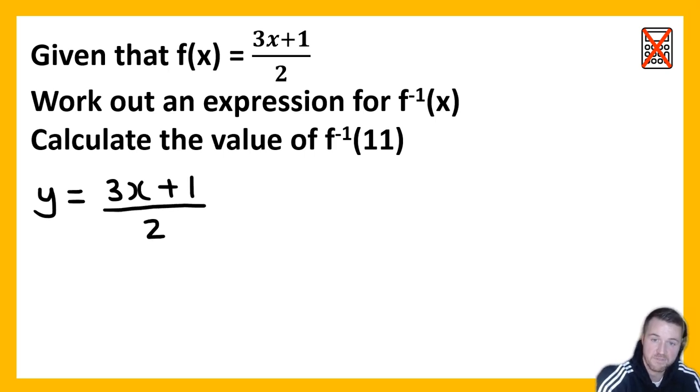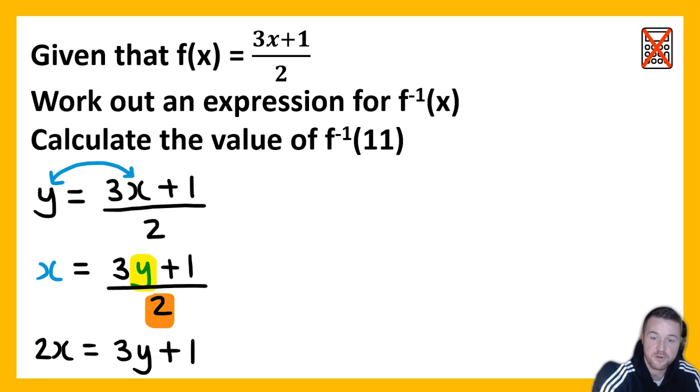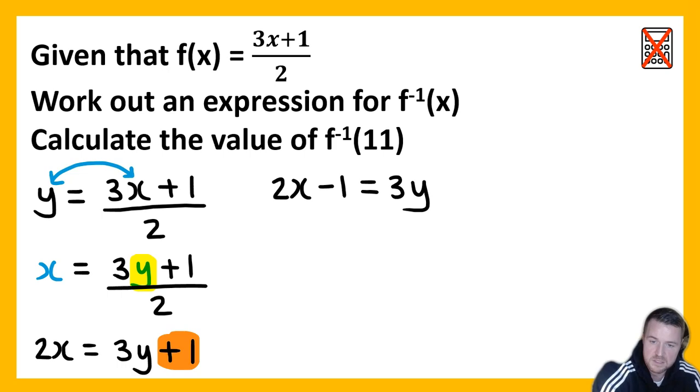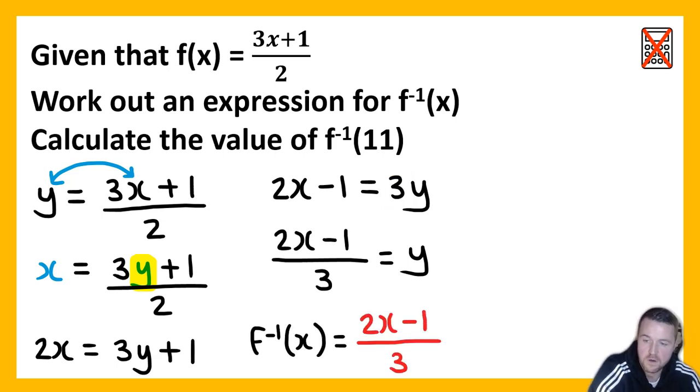Since I want to apply the inverse and change the subject, but I want it in terms of x, I'll need to replace x and y. X is equal to 3y plus 1 over 2. I can apply the inverse by making y the subject. Start by multiplying 2 on both sides. 2x is equal to 3y plus 1. Subtract 1 from both sides. 2x minus 1 is equal to 3y. And lastly, divide through by 3, meaning 2x minus 1 over 3 is equal to y. And therefore my inverse function of x is 2x minus 1 over 3.